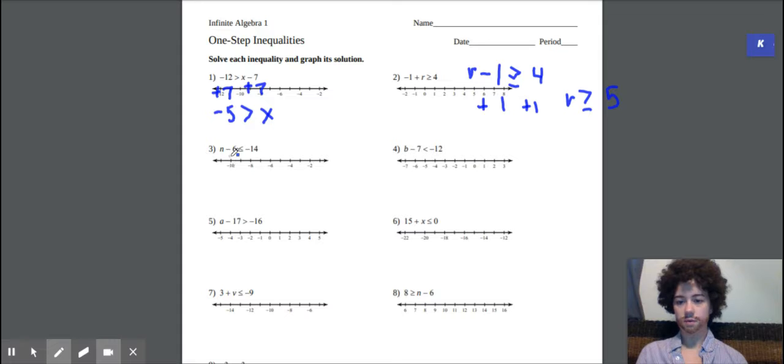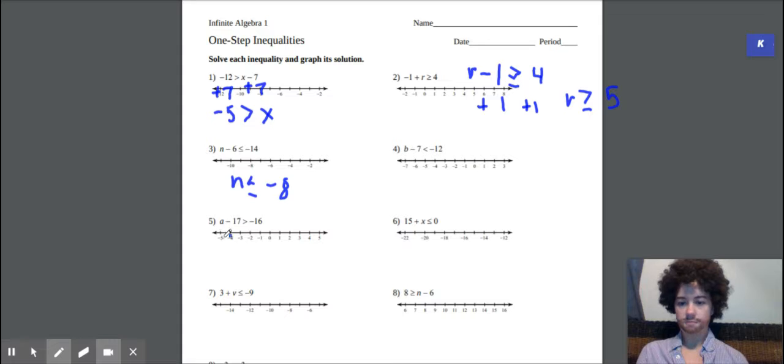Here we would undo it by adding 6 to both sides. So when we have -14 plus 6, well, we would end up at -8. So n is less than or equal to -8. Remember, our focus here is just undoing whatever operation we have happening there. For 4, it's b minus 7, so you would undo that by adding 7 to both sides.